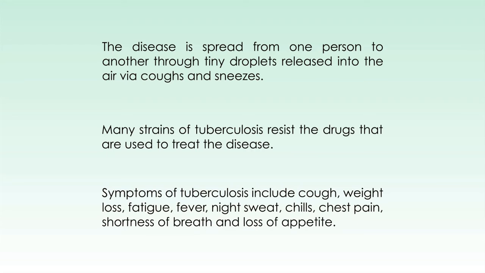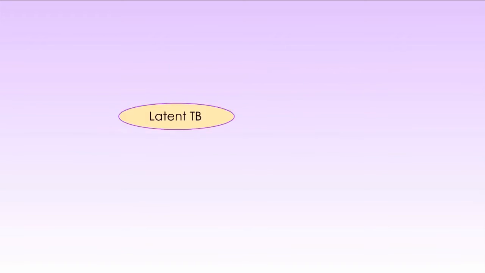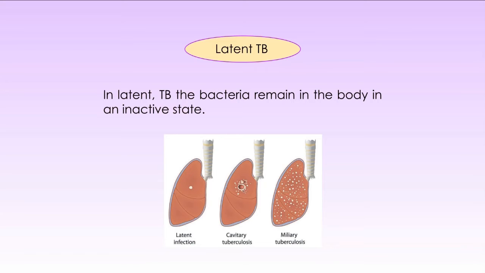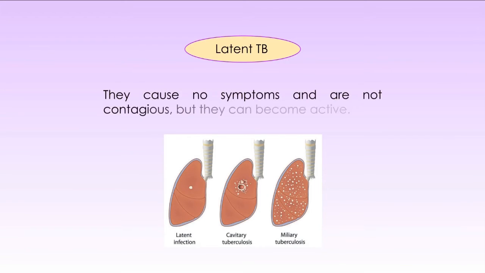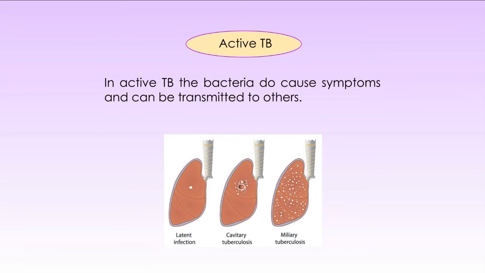Symptoms of tuberculosis include cough, weight loss, fatigue, fever, night sweats, chills, chest pain, shortness of breath, and loss of appetite. There are two forms of TB: the first is latent TB and the other is active TB. In latent TB, the bacteria remain in the body in an inactive state. They cause no symptoms and are not contagious, but they can become active. In active TB, the bacteria do cause symptoms and can be transmitted to others.